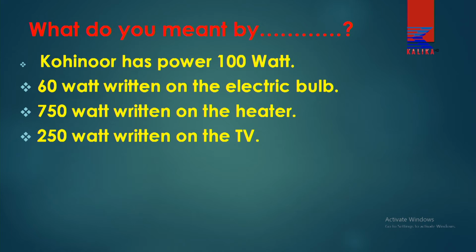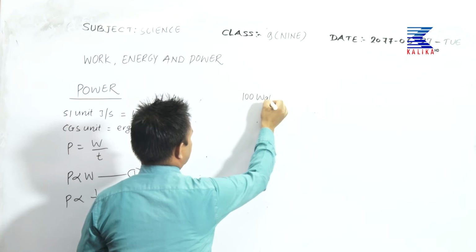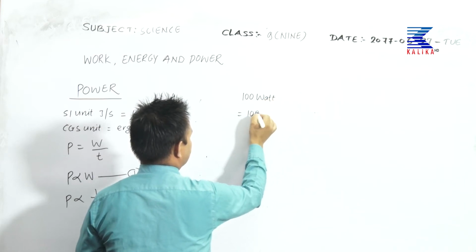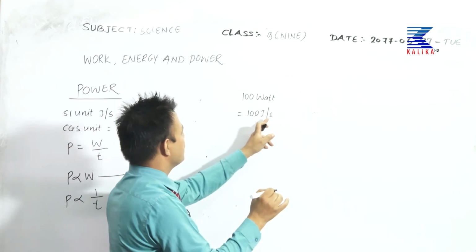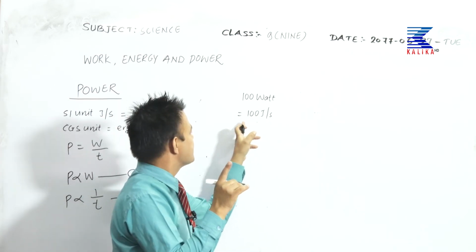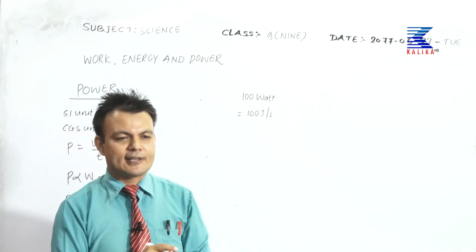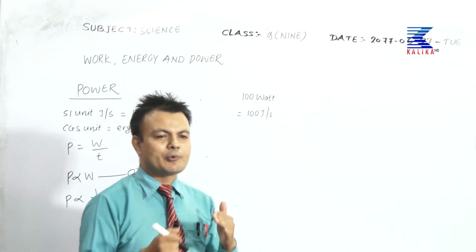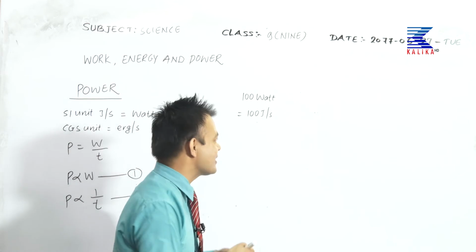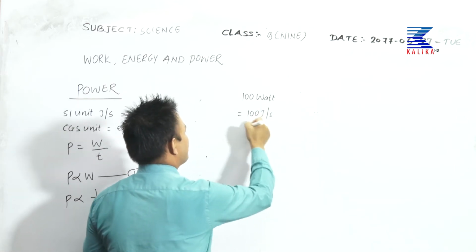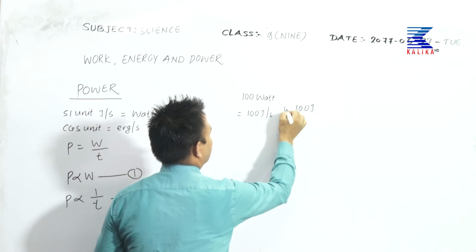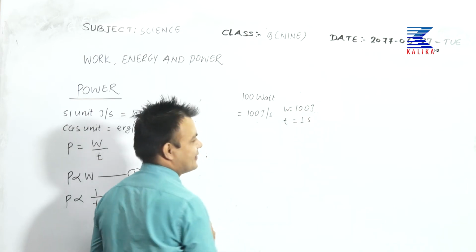So the first one, Kohinoor has got the power 100 watt. Let me do something on the board. 100 watt is equal to 100 joule per second, which means 1 second. So it means that Kohinoor can perform 100 joule work in 1 second. What do you mean by the statement Kohinoor has got the power 100 watt? It means that it can complete 100 joule work in 1 second.